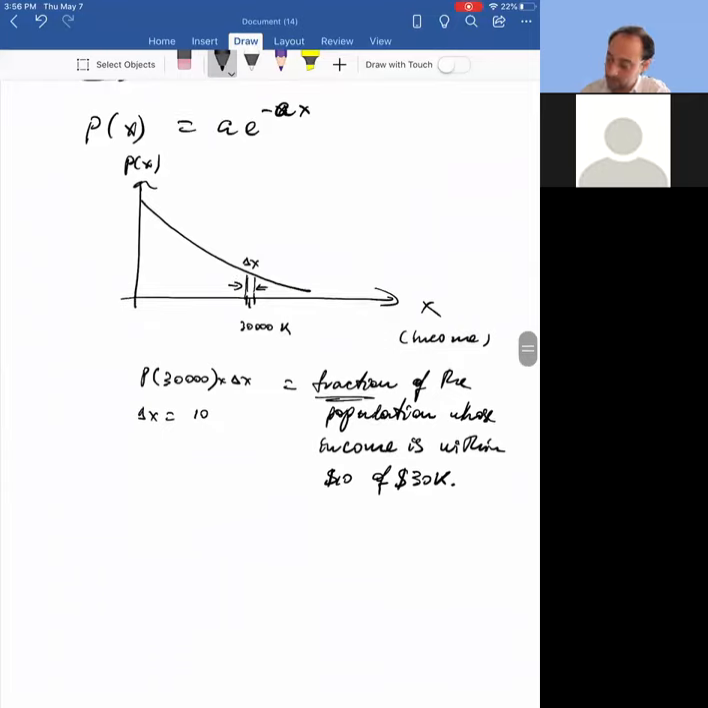First, let's check normalization. And the reason I said fraction is because this distribution is normalized to 1. If you want the number of people, not the fraction, with an income within $10 of $30,000, you have to multiply this number by the total population. So if you have 100 million people, the number of people with income within that range is 100 million times this fraction.